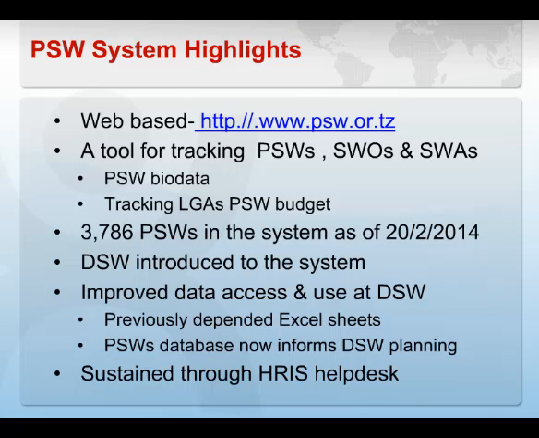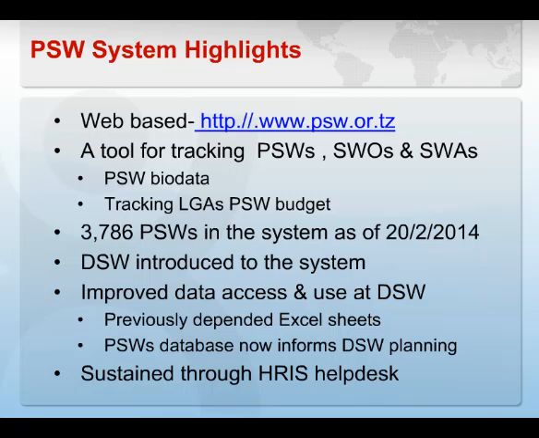And currently, the system has 3,786 parasocial workers to date. But we expect to have the other social welfare workforce. At this stage, we expect to have social welfare officers and social welfare assistants. But now the database currently has only information about parasocial workers. But the Department of Social Welfare has already been introduced to the system. They are aware of this system, and that's why they suggest having a social welfare workforce database instead of just a parasocial worker database.